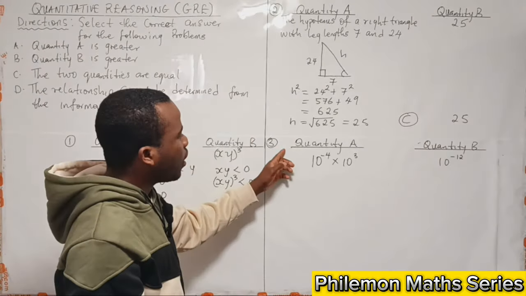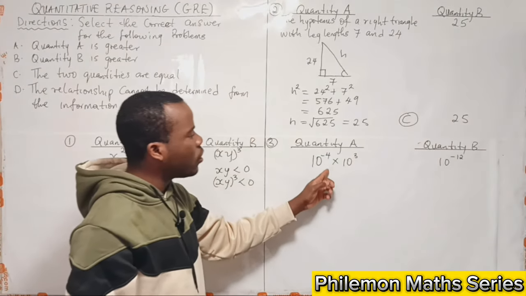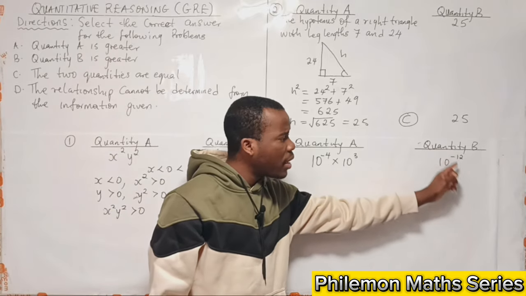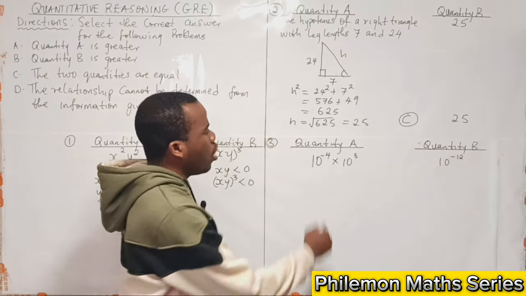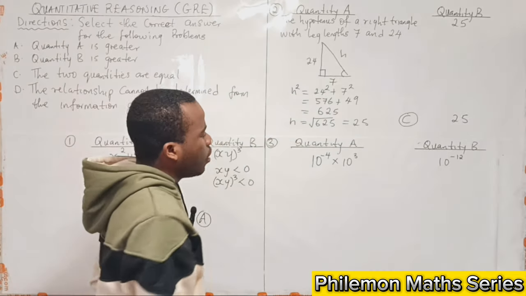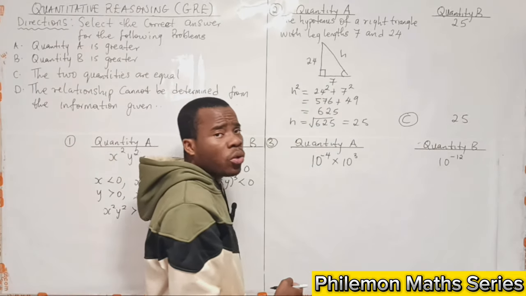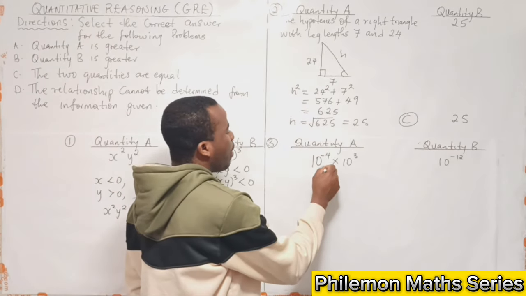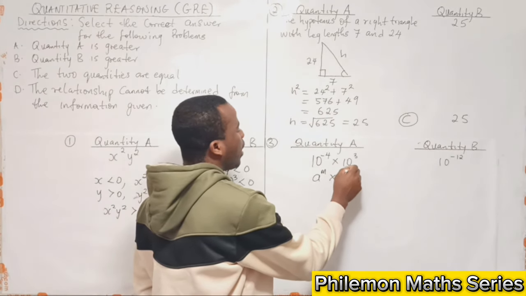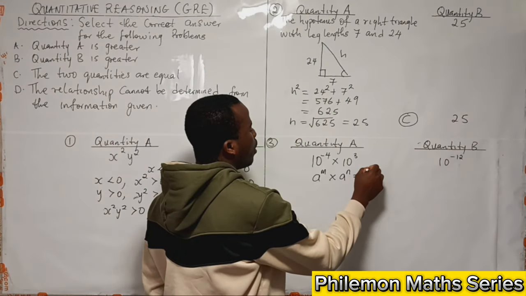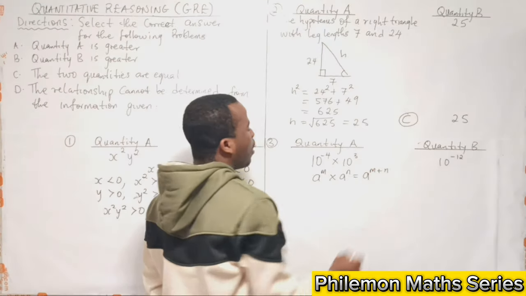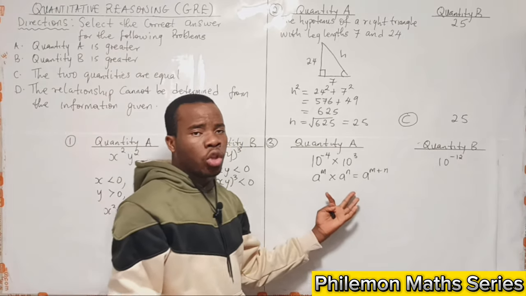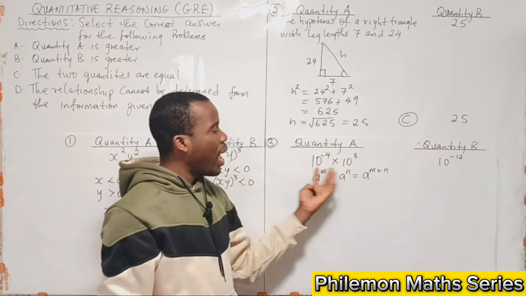For question 3, we are given that quantity A is 10 to the power minus 4 times 10 to the power 3, and quantity B is 10 to the power minus 12. For quantity A, since they are the same base, we are going to use the laws of indices, which says A to the power M times A to the power N is equal to A to the power M plus N. Meaning, when you multiply two numbers with the same base, we add the powers.